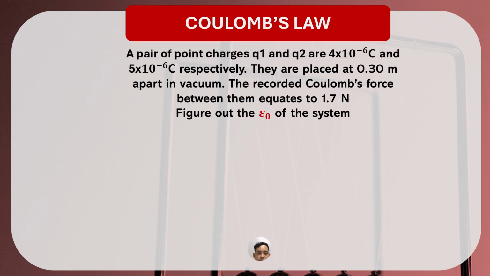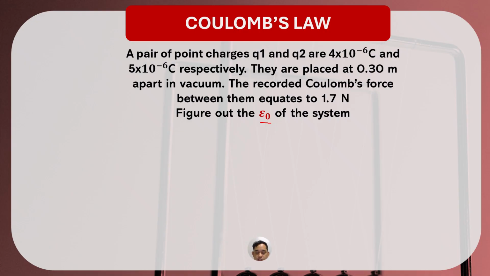Let's go ahead. First problem will be a pair of point charges. Charge 1 and charge 2 are 4 times 10 raised to negative 6 coulombs and 5 times 10 raised to negative 6 coulombs respectively. They are placed 0.30 meter apart in a vacuum. The recorded Coulomb's force between them equates to 1.7 newtons. Figure out the epsilon naught of the system. We will be explaining more about the epsilon naught and how we will interpret the magnitude it will be calculated.